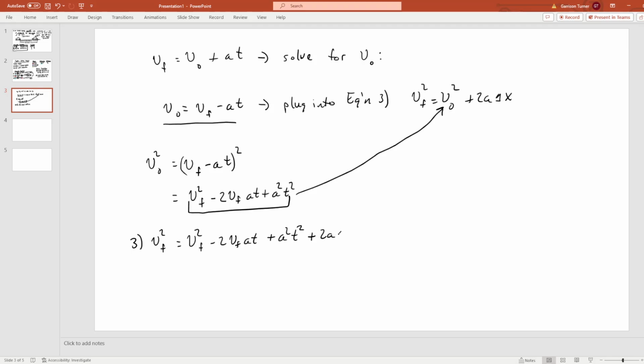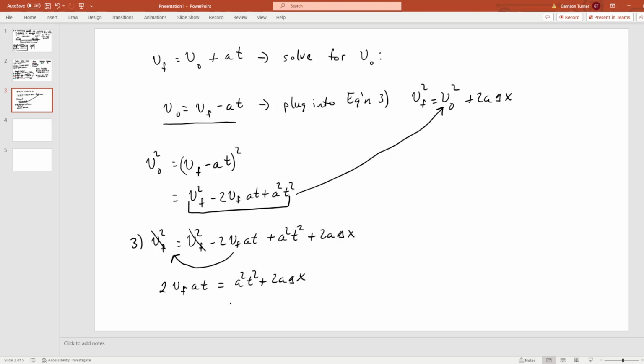Plus 2A delta X, right? Now my VF squareds are going to cancel out, and I'm going to add this over to this side. So I'm going to get 2 VF AT is equal to A squared T squared plus 2A delta X.